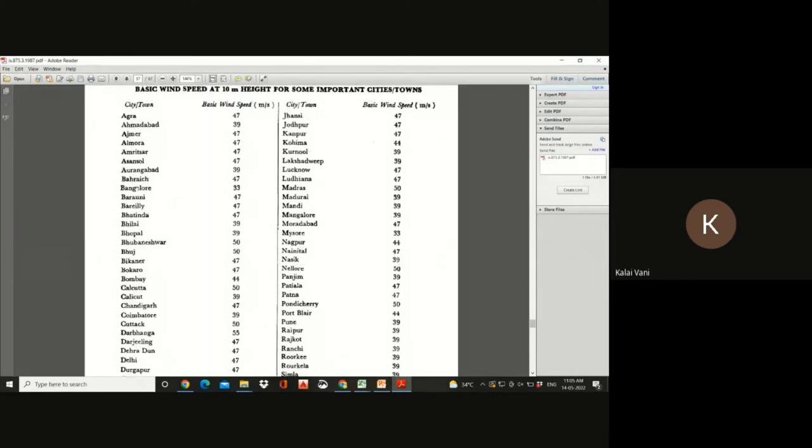So here Bihar will not be available. Bhopal, Bhilai is there. Instead, you can get Patna, right? Here you can see Patna. Hope my screen is visible, right? Yeah. So Patna has the basic wind speed in terms of meter per second. So 47 meter per second, we need to note down.